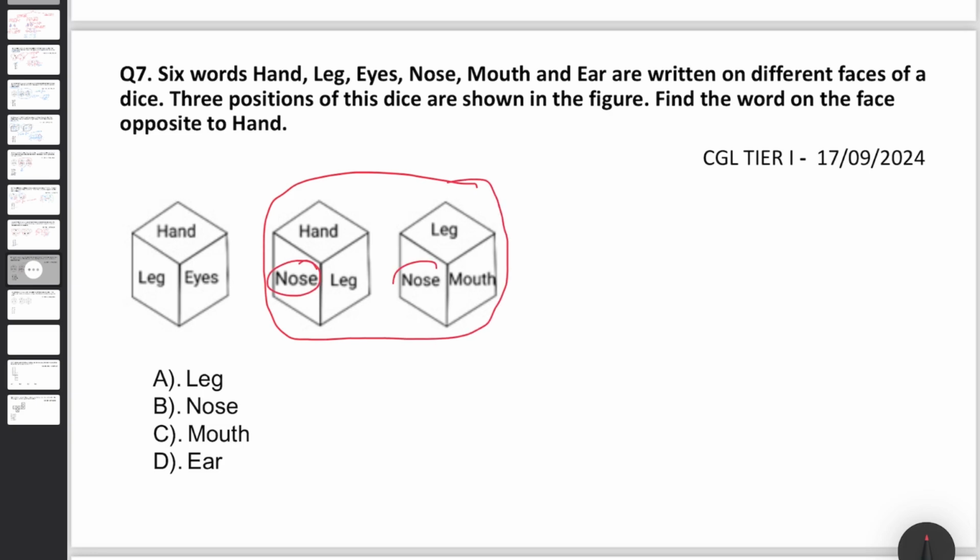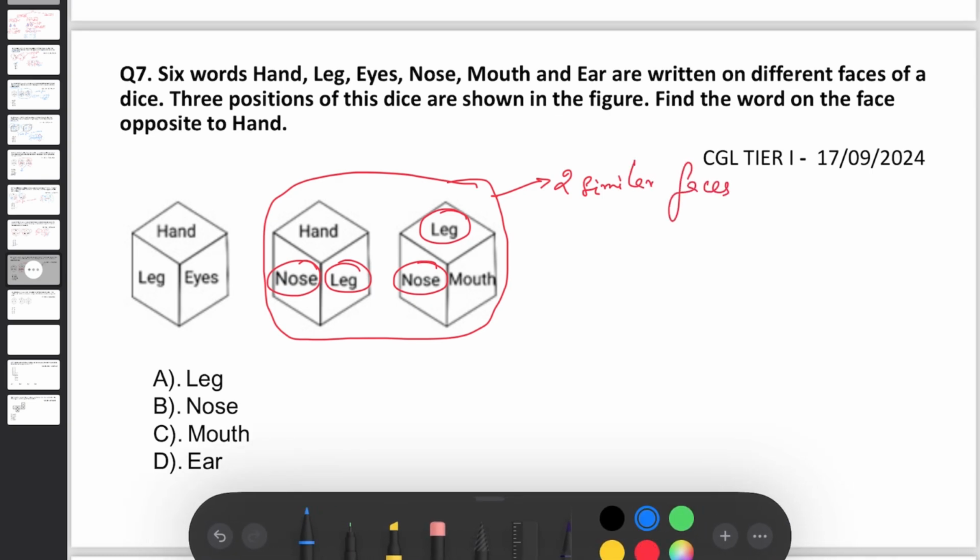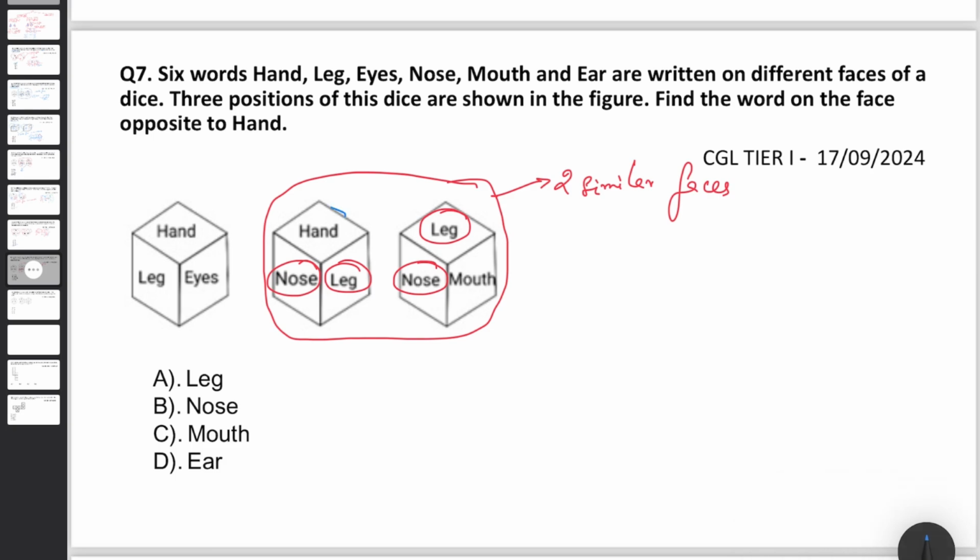Nose is here, nose is here. Leg is here, leg is here. That means 2 similar faces. For 2 similar faces, what we just learned is that the remaining are opposite to each other.